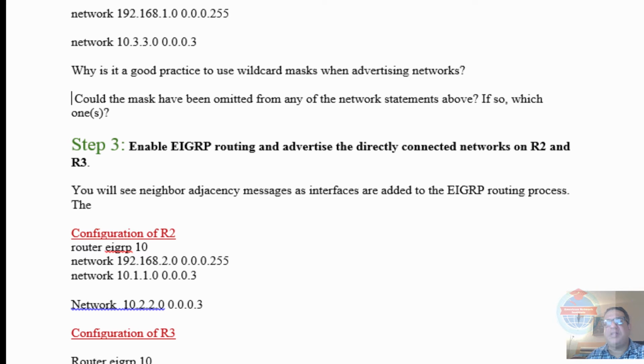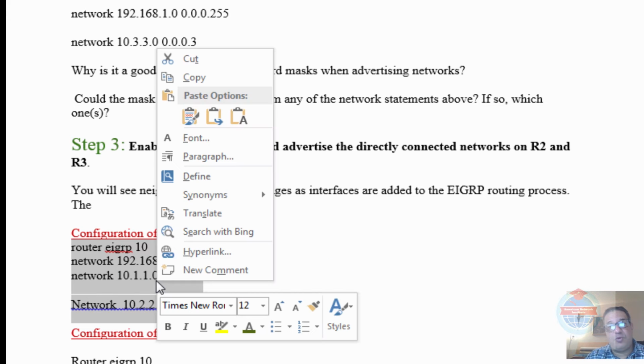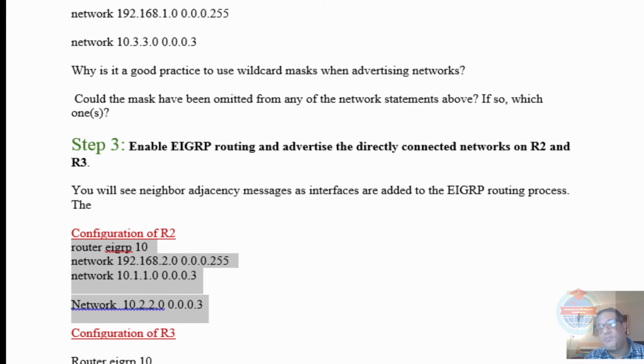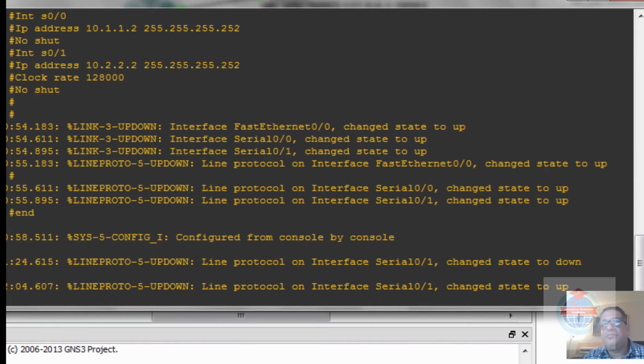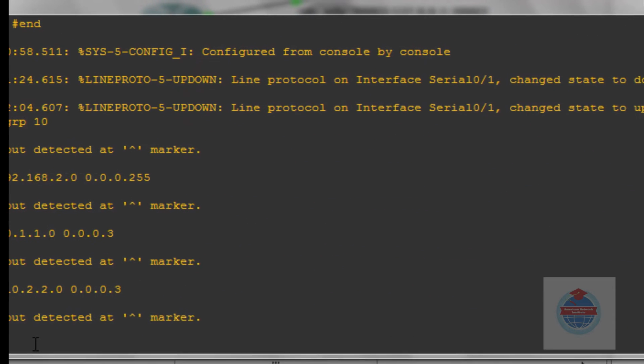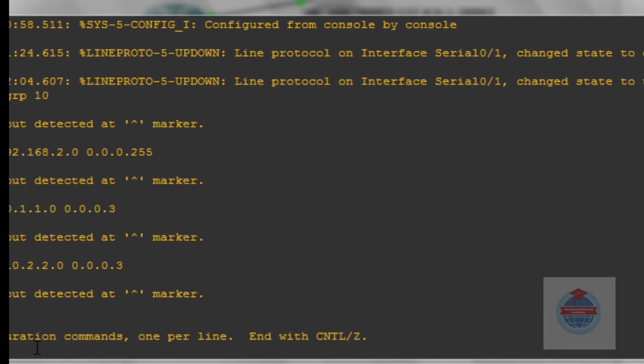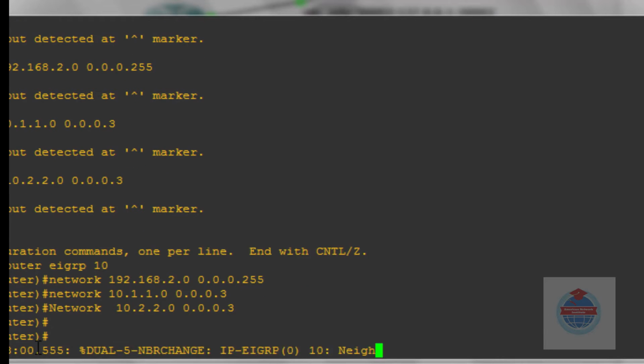So let's check out what else we have. Enable EIGRP routing and advertise directly connected networks on R2 and R3. So you're going to see the adjacency message when we do that. You haven't seen that message because, of course, the router was on its own. So let's check this out. Copy to make your life easier. Boom.